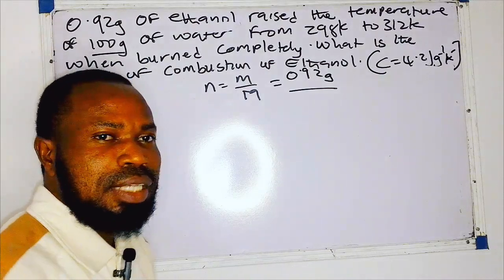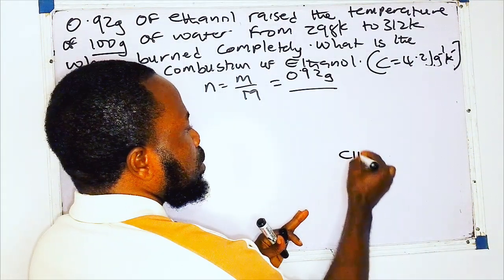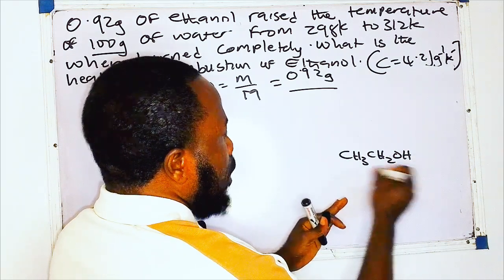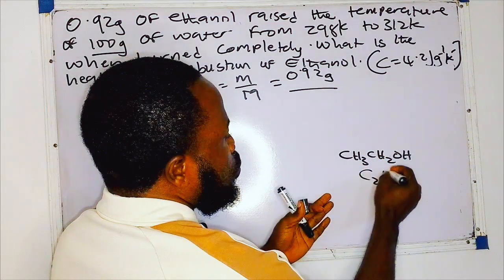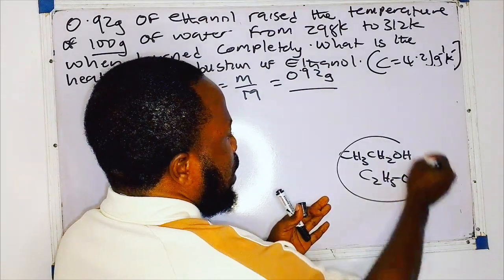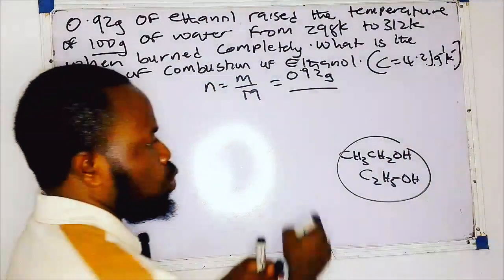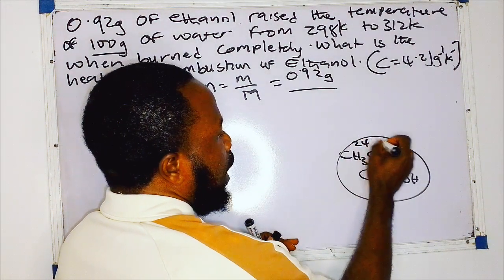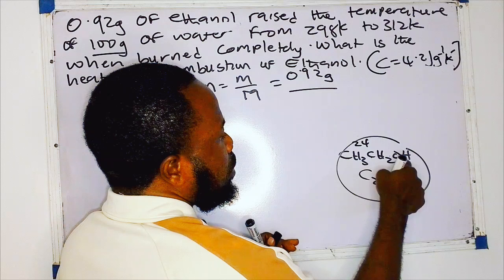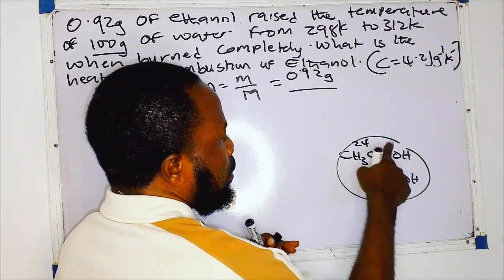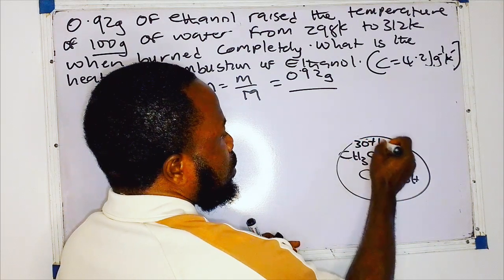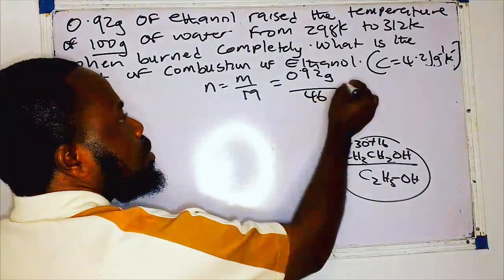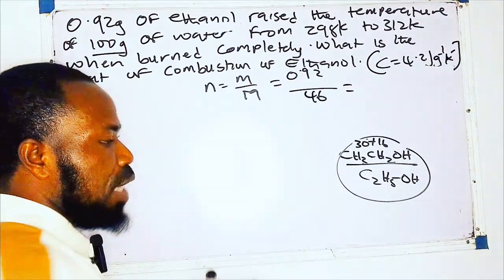the molar mass of ethanol. What's the molar mass of ethanol? Ethanol is CH3CH2OH, or you can simply say C2H5OH, and ethanol is also called grain alcohol. So 12 times 2 is 24, plus 5 is 29, plus 1 is 30, plus oxygen, 30 plus 16, that gives me 46. So the molar mass of ethanol is 46.